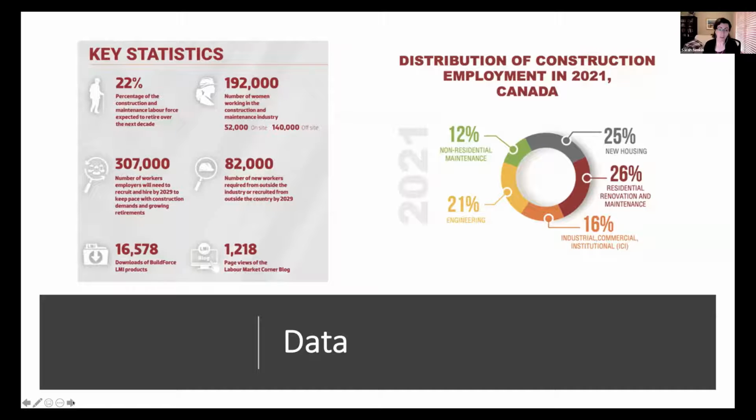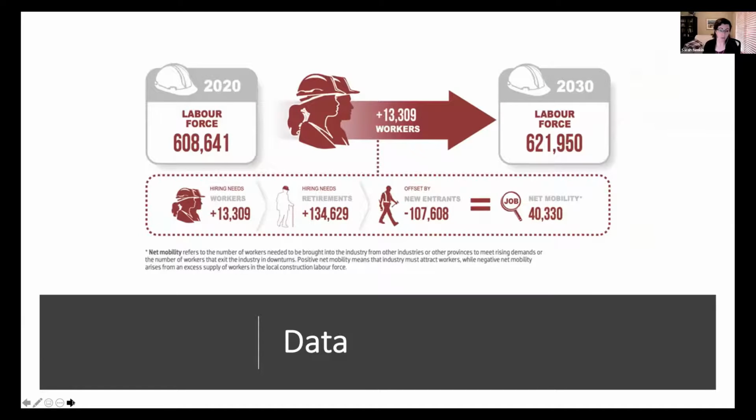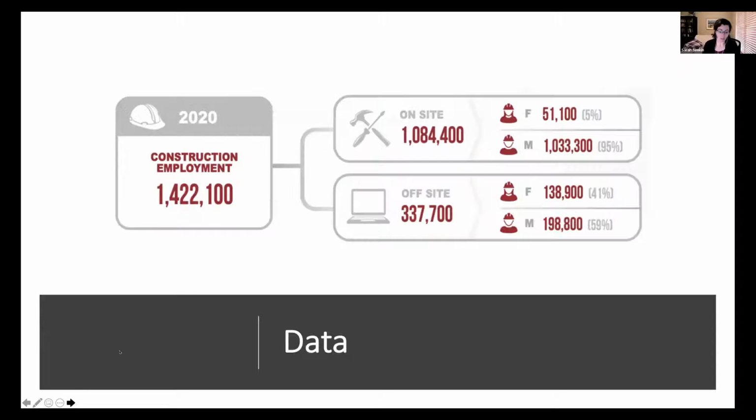Here's another example of the kinds of things that Buildforce might share with the industry. And what I would say about this is, wouldn't we love to know for the health workforce the need for workers, the expected retirements, the entrance to the workforce all the way out to 2020? That'd be fantastic. Buildforce has a commitment to collecting diversity data and reporting it, and this is an example of one of the pieces of information that's stratified by gender.